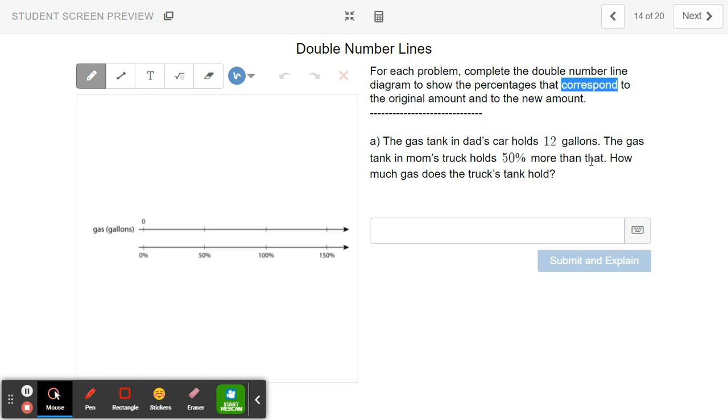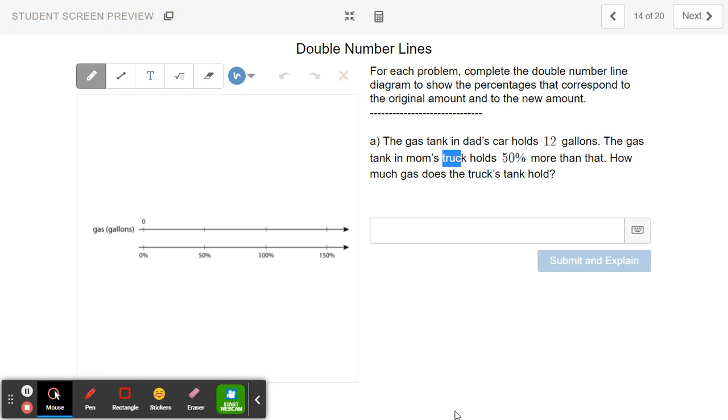So here we go. Let's go ahead and read this. We know that the gas tank in Dad's car holds 12 gallons. The gas tank in Mom's truck holds 50% more than that. How much gas does the truck's tank hold? So I'm noticing something here. The truck's tank is what we're trying to find out, which is Mom's tank.